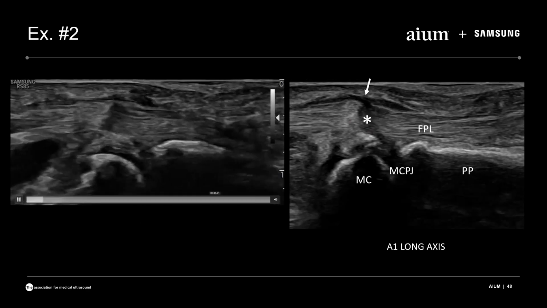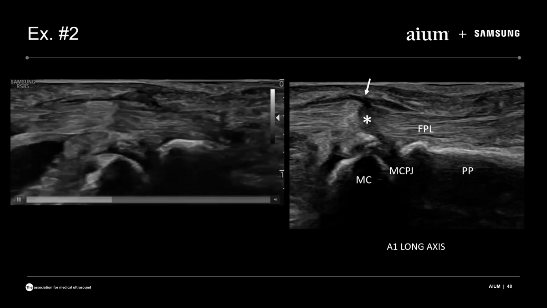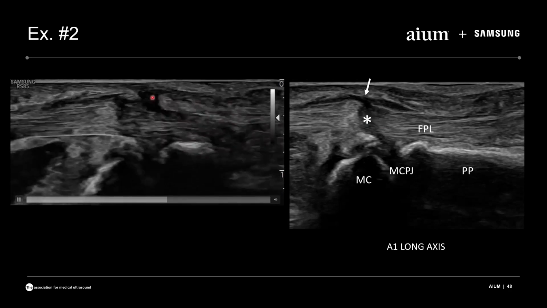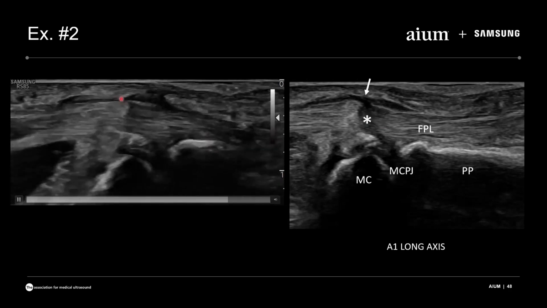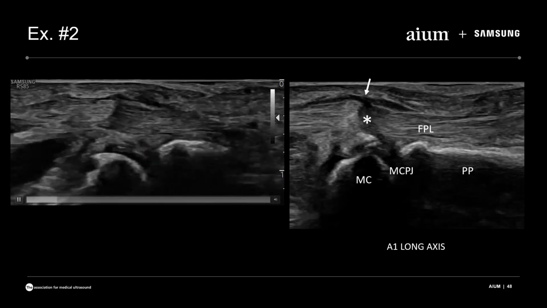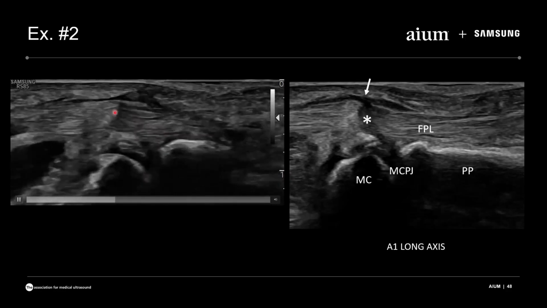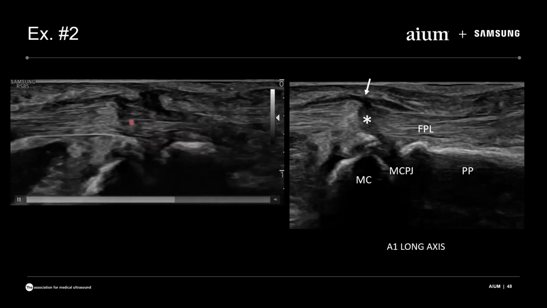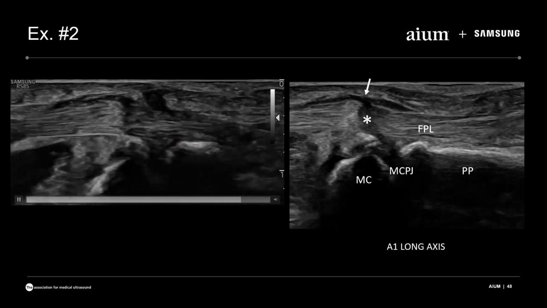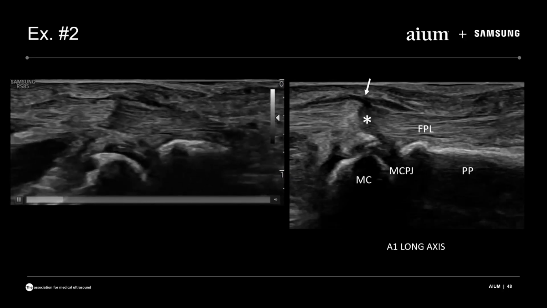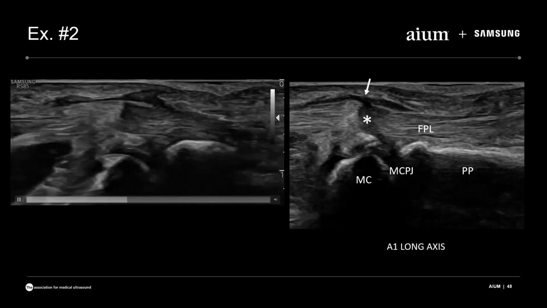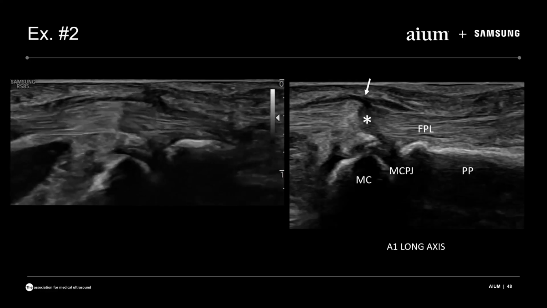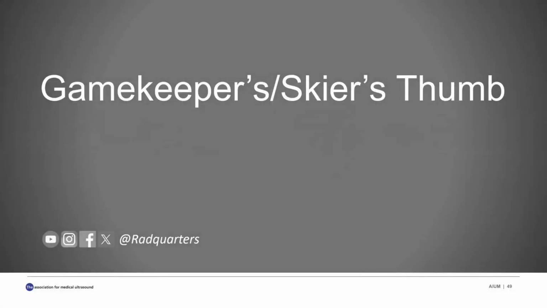And that's nicely appreciated here on real-time scanning. There's that thick A1 pulley here, and then you can see the abnormal contour of the FPL tendon. And notice this dark area that's kind of intermittently appearing and shifting. So that's a very useful feature when confirming the diagnosis of tendon constriction in this setting. All right, so let's move on and talk about gamekeeper's thumb.